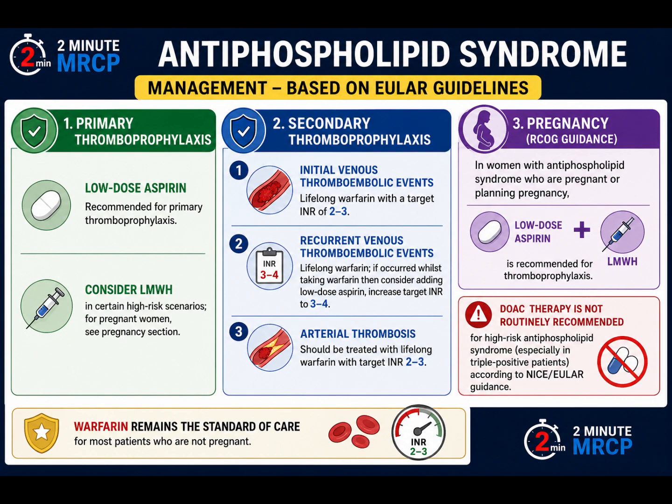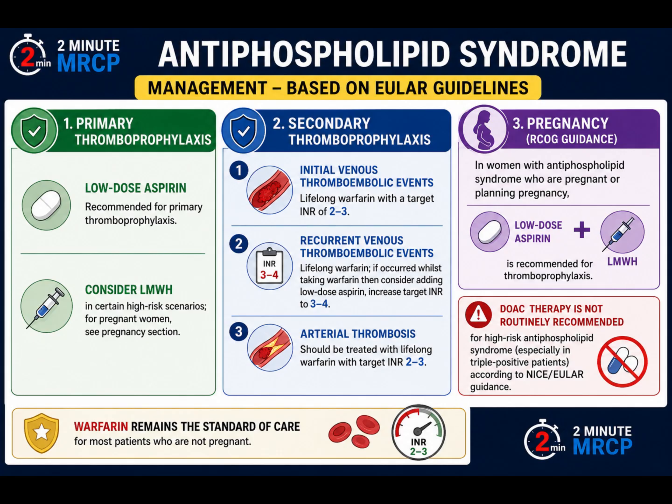Management focuses on preventing thrombosis. Low-dose aspirin may be used for primary prevention in selected patients. Following a thrombotic event, lifelong warfarin is usually required, with a target INR of 2 to 3. For recurrent events, a higher INR target of 3 to 4 or addition of aspirin may be considered. Arterial thrombosis should be treated with lifelong warfarin with target INR 2 to 3.